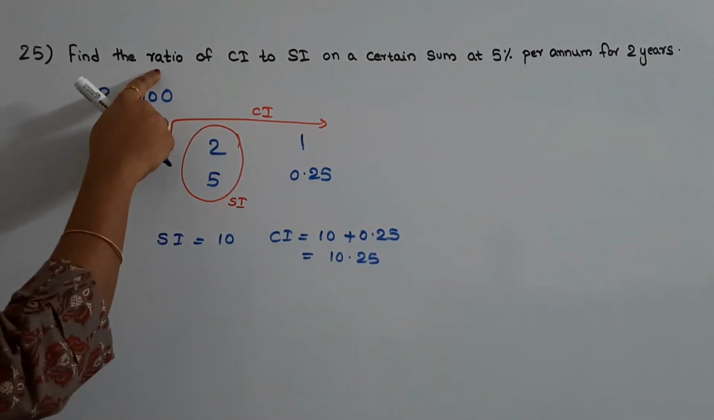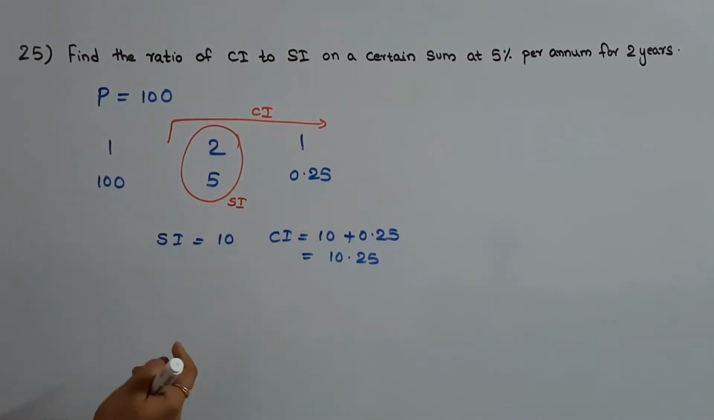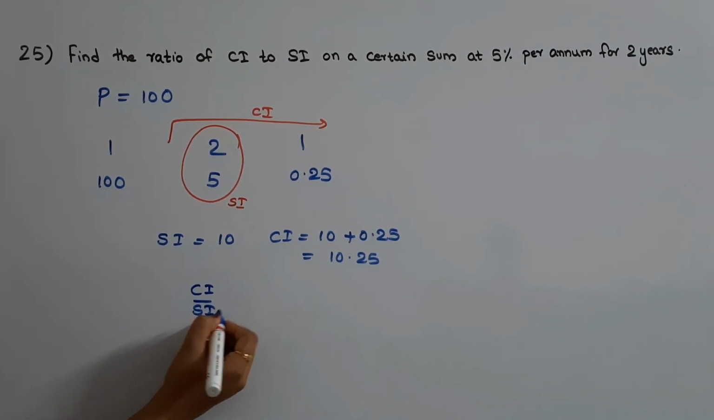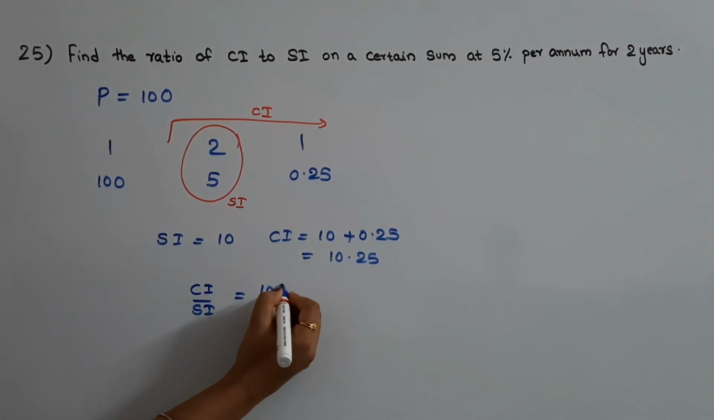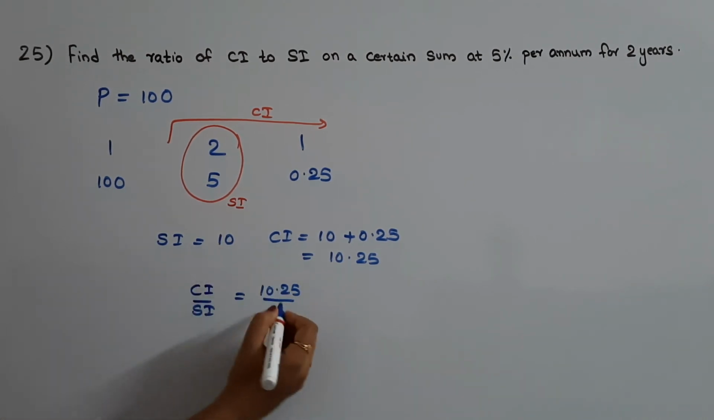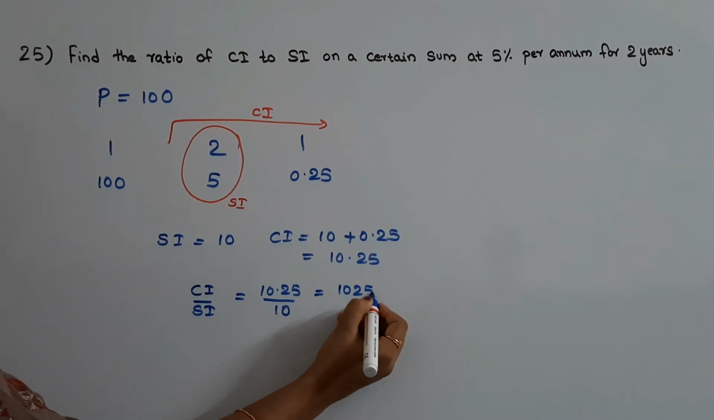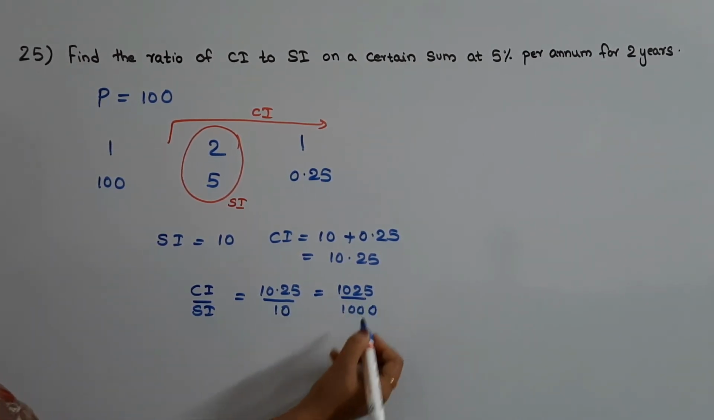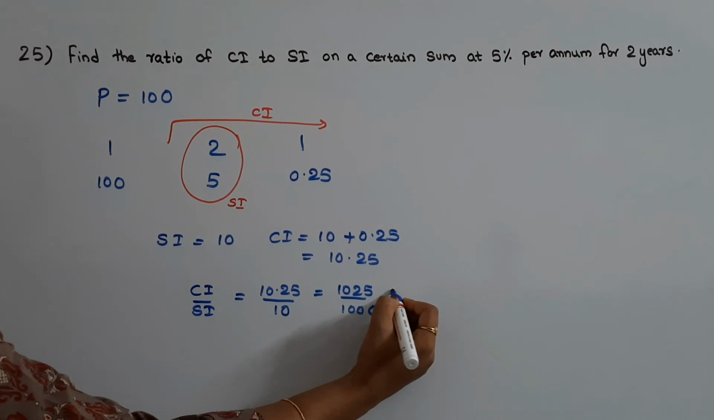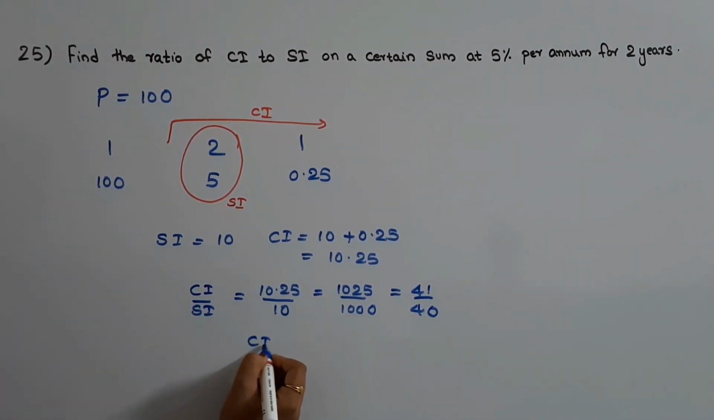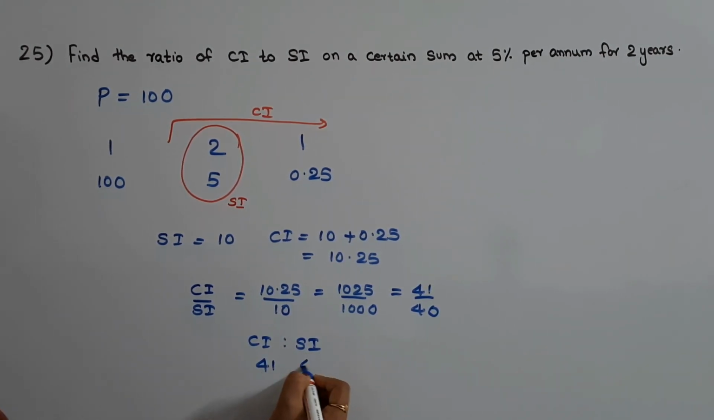We need to find out the ratio of compound interest to simple interest. So ratio of compound interest to simple interest will be equal to 10.25 by this 10. So that is equal to 1025 by 1000. On simplification, you will get the answer as 41 by 40. Hence the ratio of compound interest to simple interest will be equal to 41:40. So this is the answer.